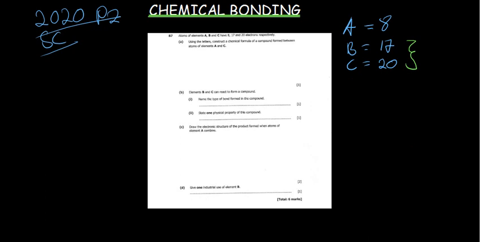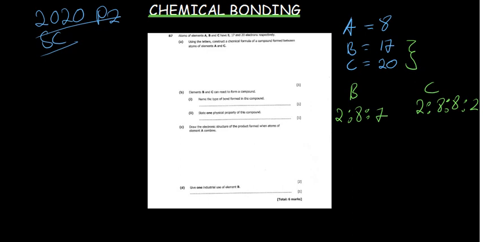Remember for C, we already wrote the electronic configuration 2, 8, 8, and then we have a 2. Then for B, we have 17 there, meaning we have 2 comma 8, with a remainder of 7. So this has 3 shells, meaning it's in period 3. C has 4 shells, so it's in period 4.